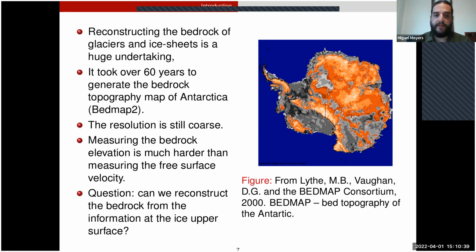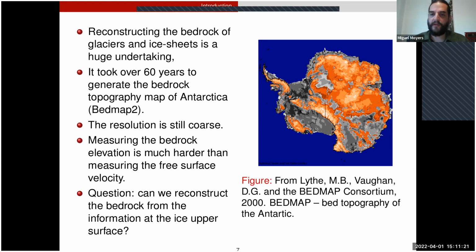Measuring the bedrock elevation is much harder than measuring free surface velocity. We can measure the topography of the ice, so the surface topography, and they can measure it. I shouldn't say we, I don't do field work. They can measure the surface topography and the surface velocity. So our question is, can we reconstruct bedrock from the information at the ice upper surface? Using surface topography and surface velocity, can we do something to see what is happening underneath?